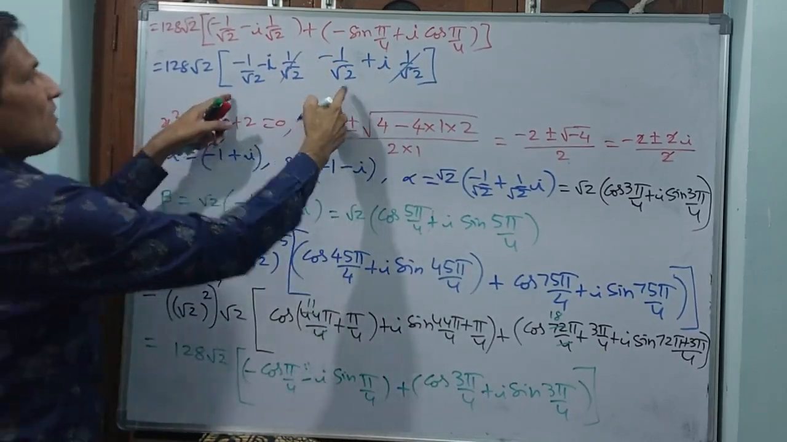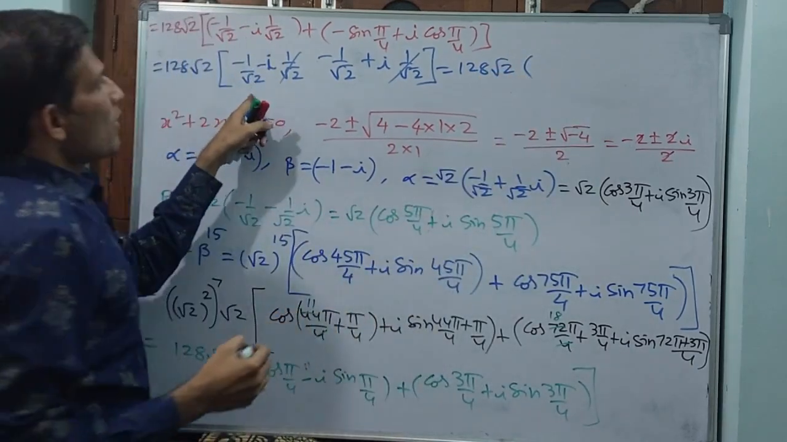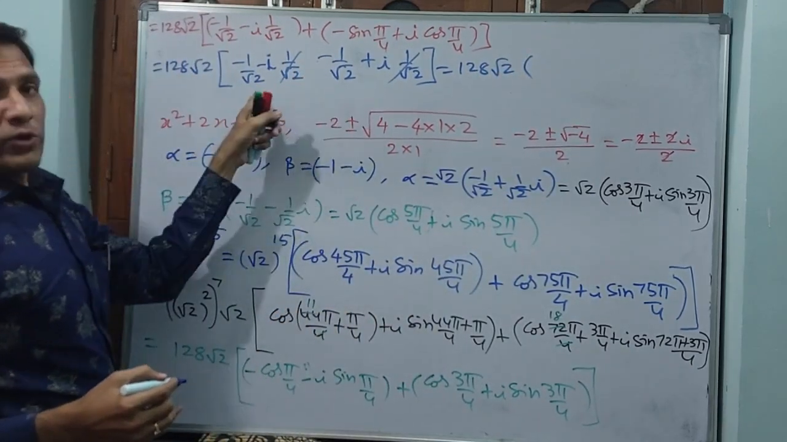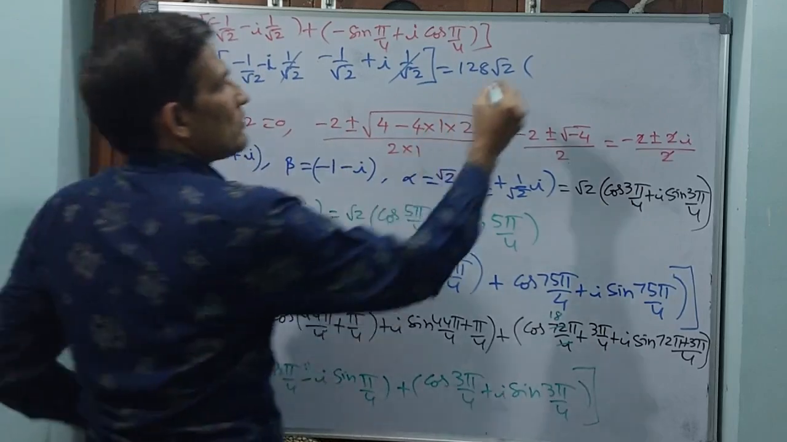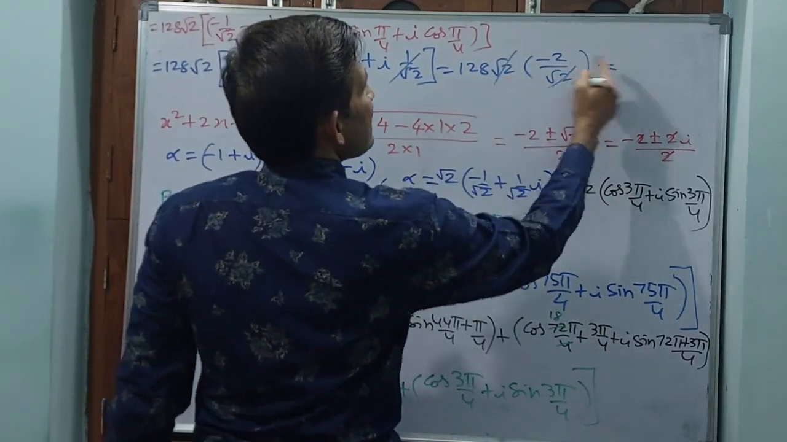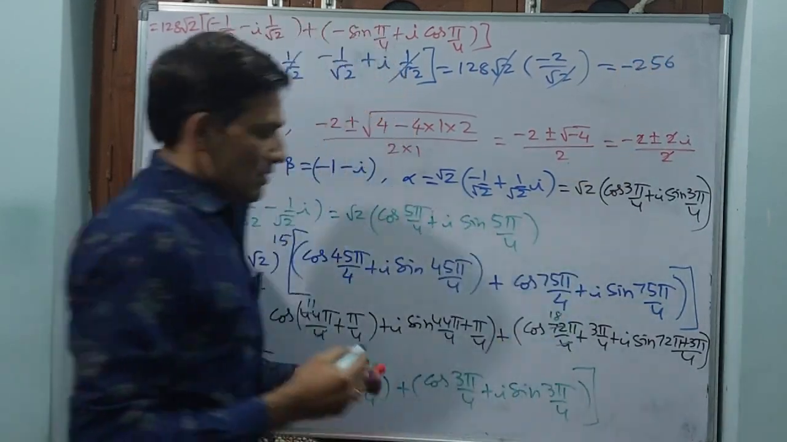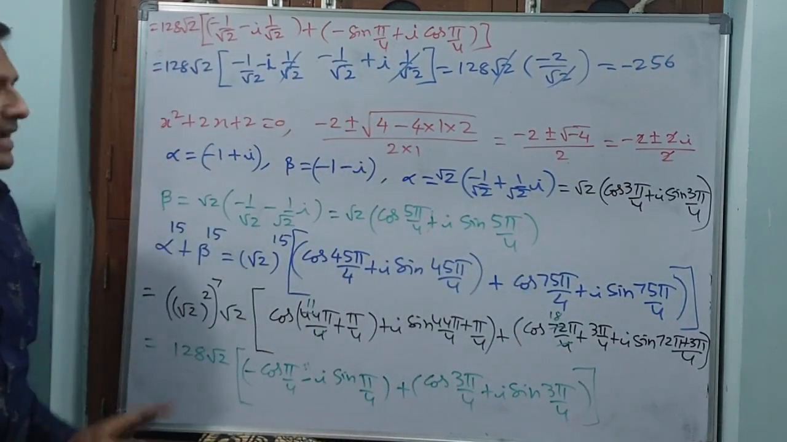Imaginary part cancels. You see what will happen. 128 root 2 into minus, if you take the LCM, minus 2 by root 2. Minus 2 by root 2. Root 2 you cancel. Minus 2 into 128 is 256, but minus is there. Minus 256 you should get as the answer.